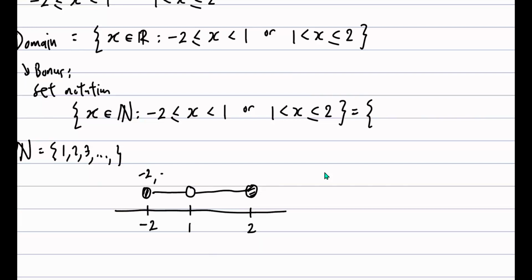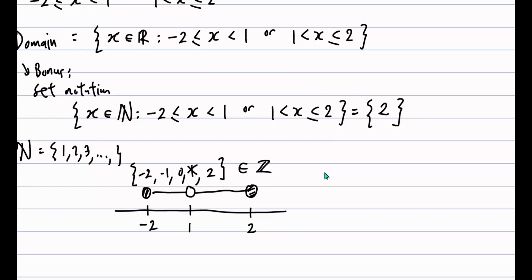What would those be? I see -2 is inside this set. Let's look at integers first. I see -1. I see 0. I see 1, but 1 is excluded, so I exclude it. I see 2. Okay, that's it. So that's integers, sorry. But that's not natural numbers, right? Natural numbers start from 1, 2, 3, 4. So which number satisfies the rule? It has to be 2. So that means this set is just 2.